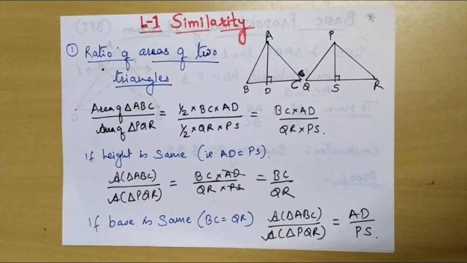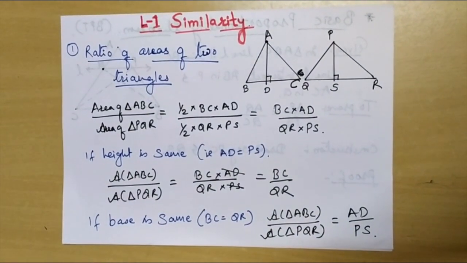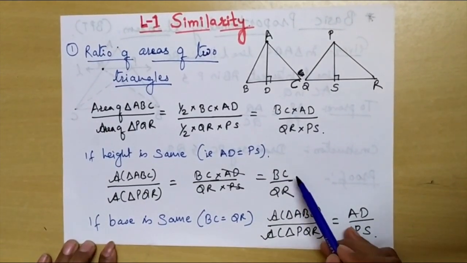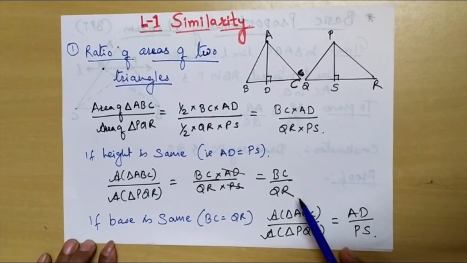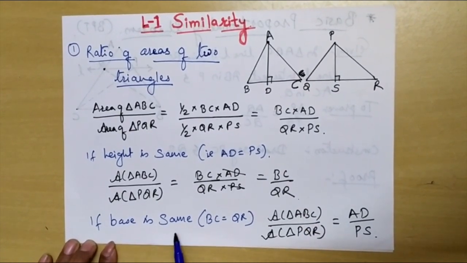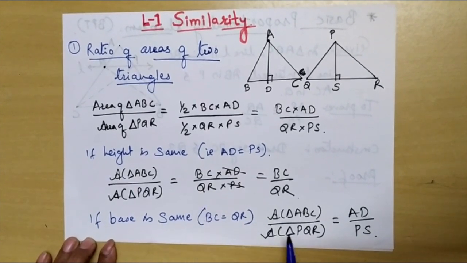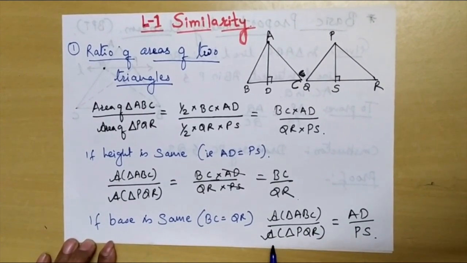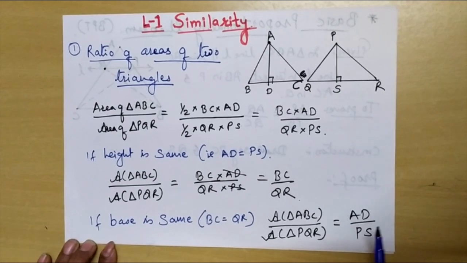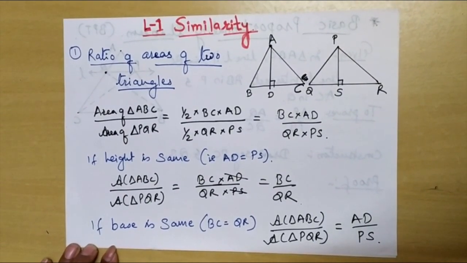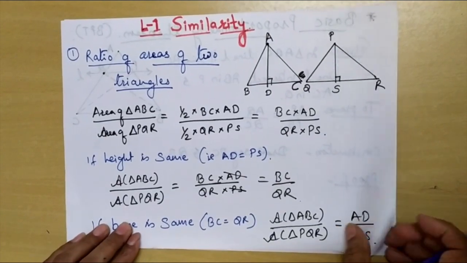So what we can conclude is that if the height is the same, then the ratio of the areas of two triangles is proportional to their corresponding bases. If the base is the same, then BC upon QR will get cancelled and the area of triangle ABC upon the area of triangle PQR will be equal to their corresponding heights, AD upon PS. Okay. Now next point.